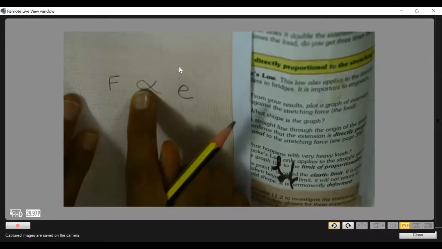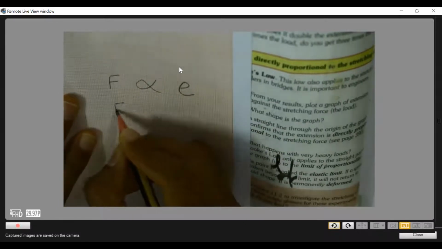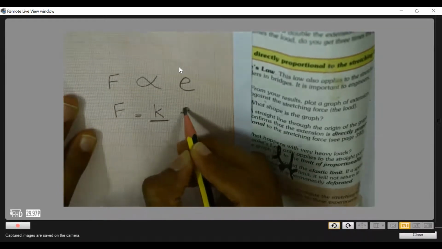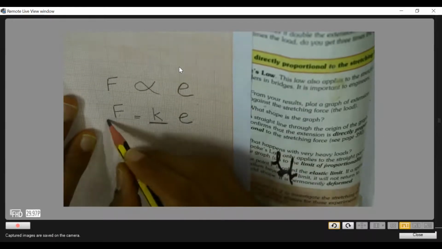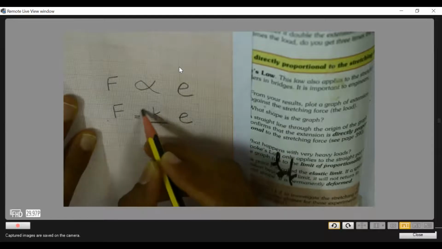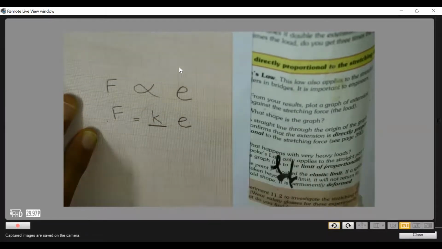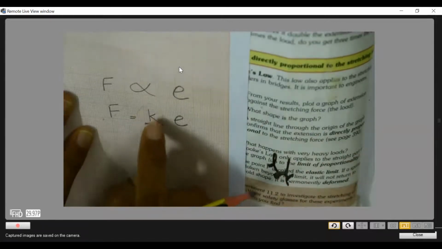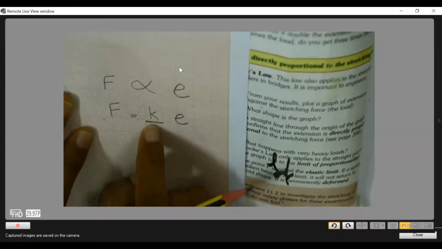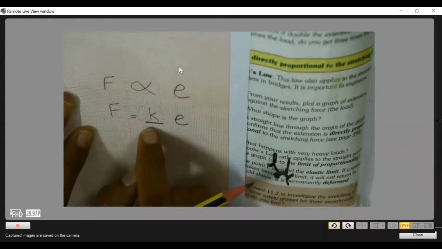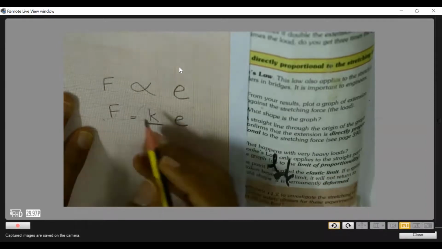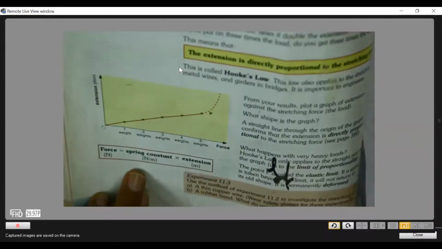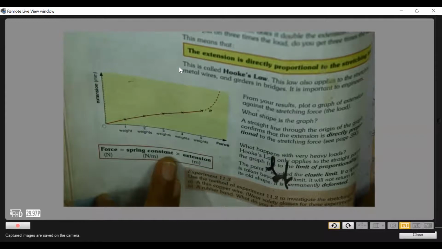Now, if we want to convert this into an equation, we will have to use some constant. Constant meaning some value that each time gets multiplied by extension to give us force. The value of this stays the same for a particular spring balance or for a particular material. As long as the material is the same, this constant is also going to be the same. So this constant is different for different materials and different spring balances. This is called the constant of proportionality, or in case of a spring balance, it's called a spring constant.